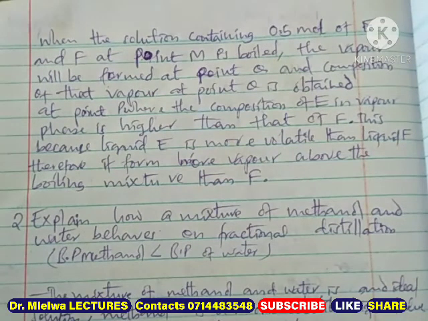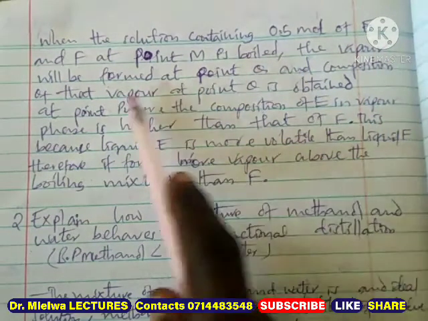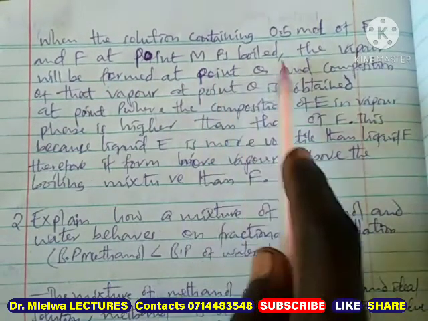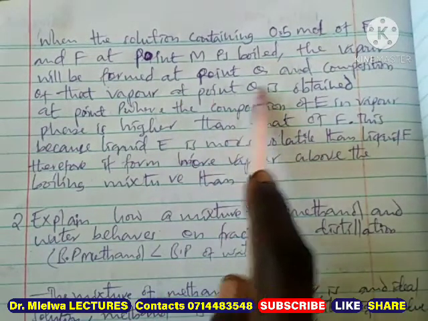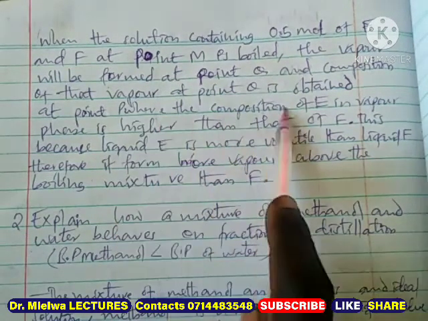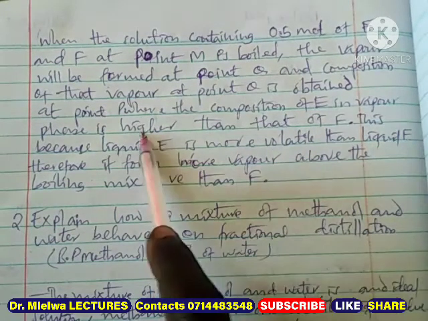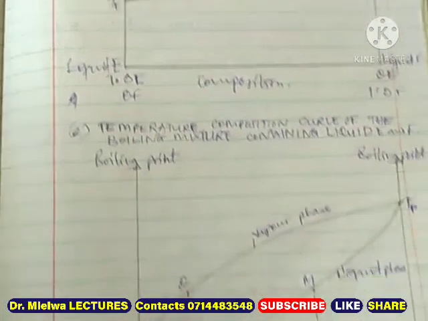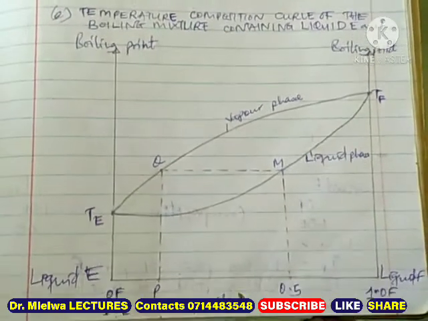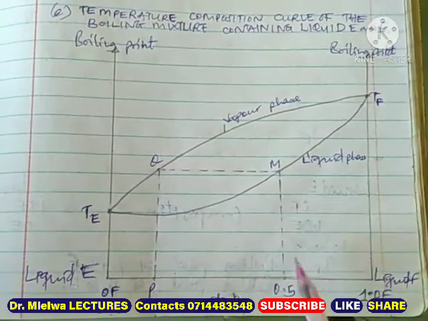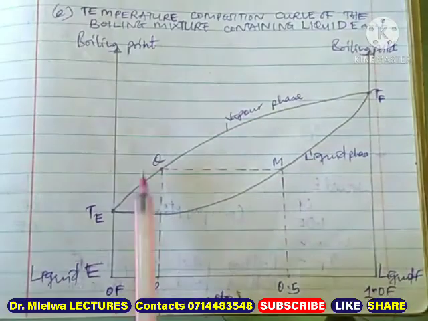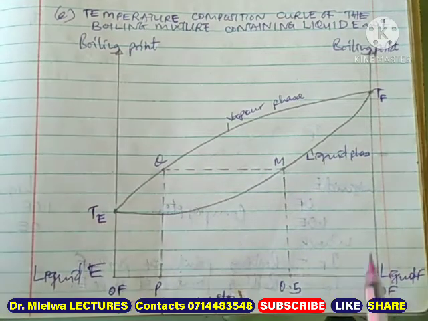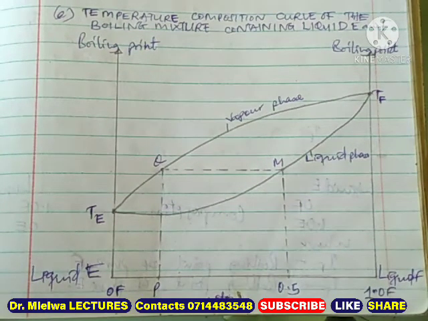So we say that when the solution containing 0.5 mole of E and F at point M is boiled, the vapor will be formed at point Q, and the composition of the vapor at point Q is obtained at point P, where the composition of E in the vapor phase is higher than that of F. All these explanations are covered under the behavior of ideal solution on distillation. When a solution at point M is boiled, we get the vapor at point Q, which has composition at point P, higher in liquid E as compared to F.